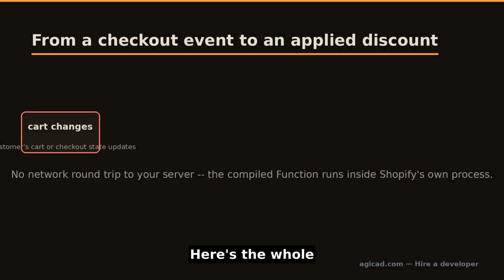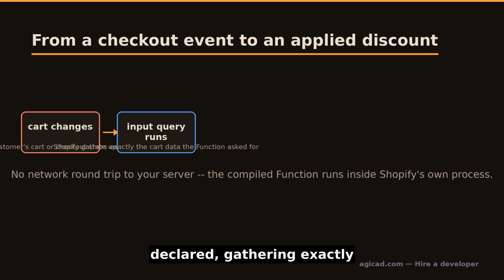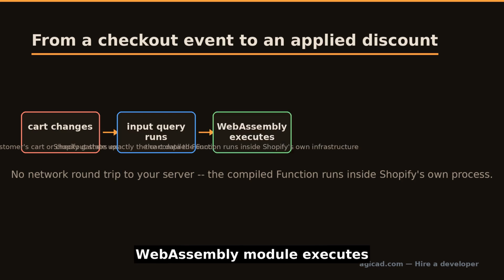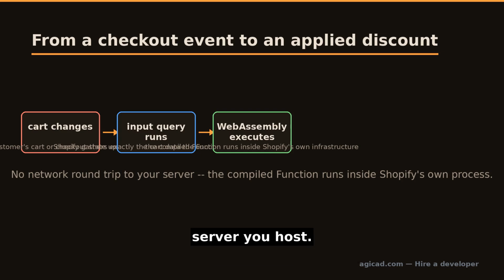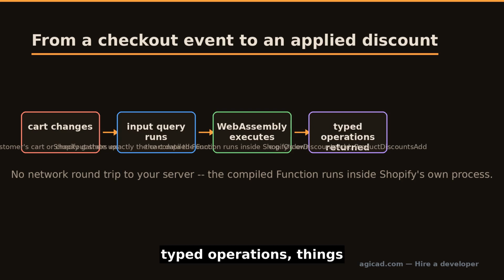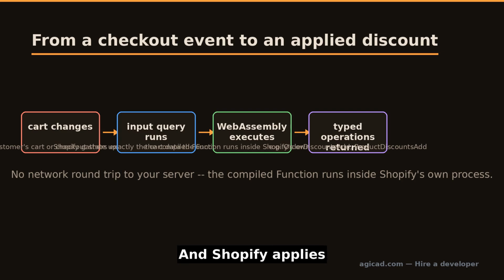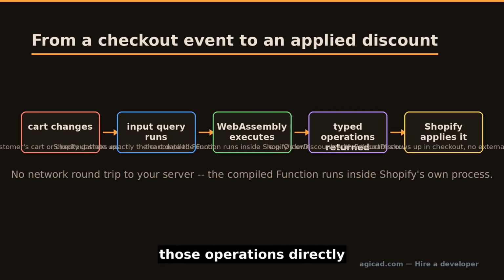Here's the whole path in 5 stages. A customer's cart or checkout state changes. Shopify runs the input query your function declared, gathering exactly the cart and discount data it asked for, nothing more. The compiled WebAssembly module executes, and critically, it runs inside Shopify's own infrastructure, not on a server you host. It returns a small set of typed operations, things like adding an order discount or a product discount. And Shopify applies those operations directly to checkout.